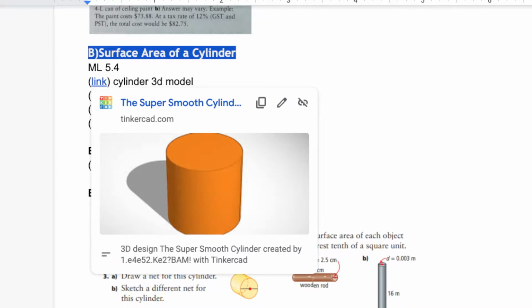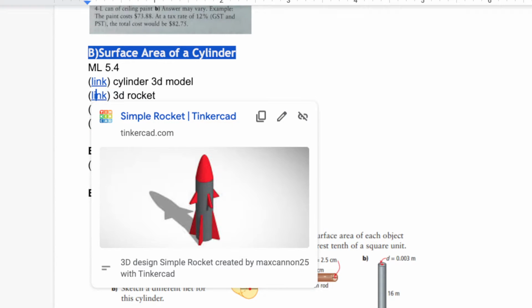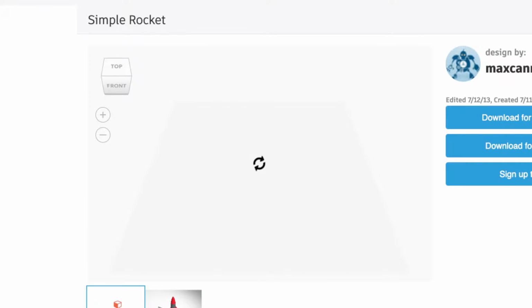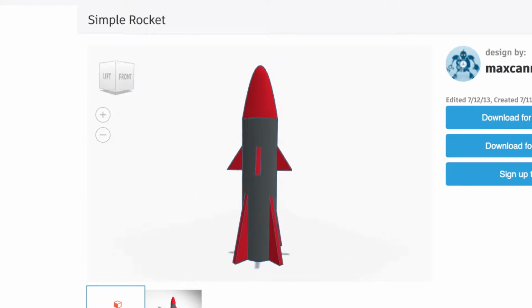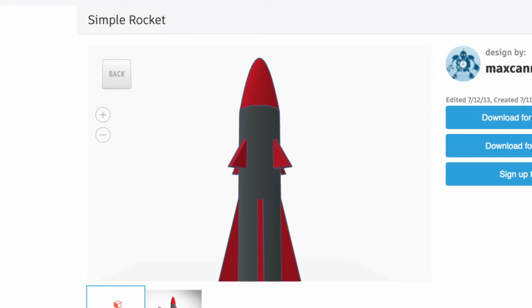Okay, right. So in simple questions, let's take a look at a model of just a regular cylinder. Oh, also, this is interesting as well. So a model of a rocket. Right, again, this would be a cylinder, at least the gray part.